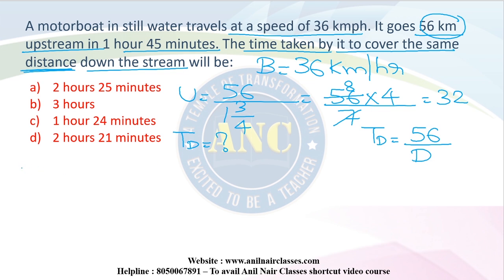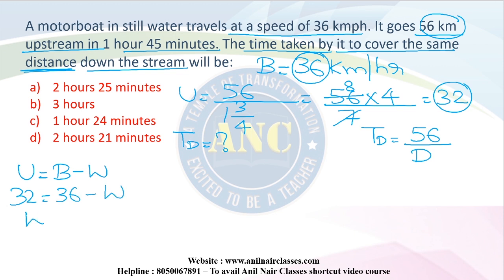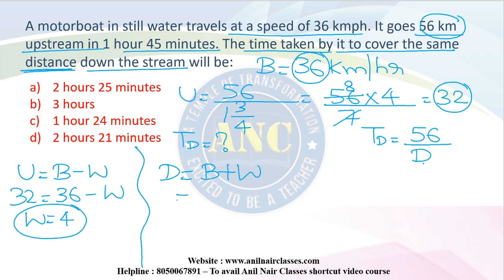Now, upstream speed is B minus W. The B value is 36, and upstream speed is 32. So 32 is equal to 36 minus something, and that something will be 4. So we know the W value as 4. Why are we calculating W? Because we basically need the D value. Downstream speed D is B plus W. The B value is already known as 36 and W is 4, so the D value is 40.